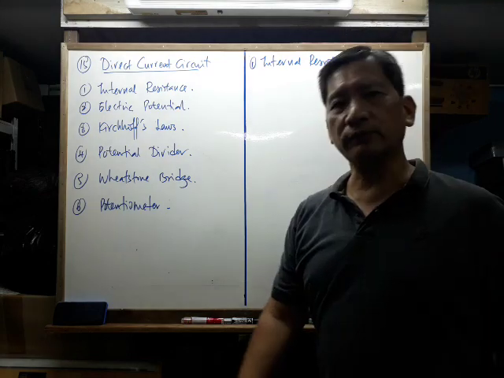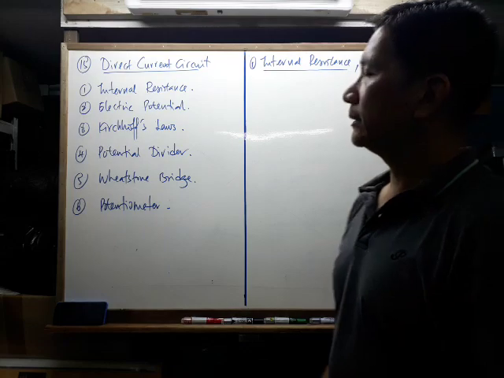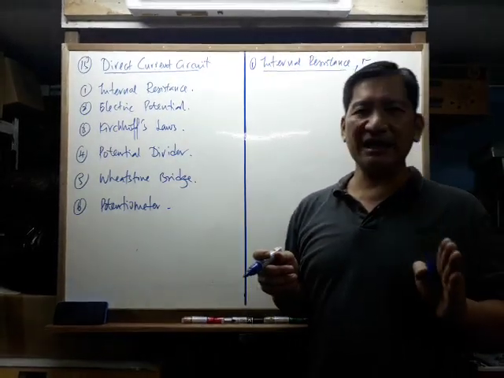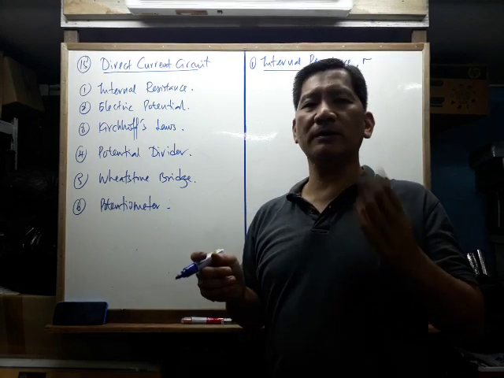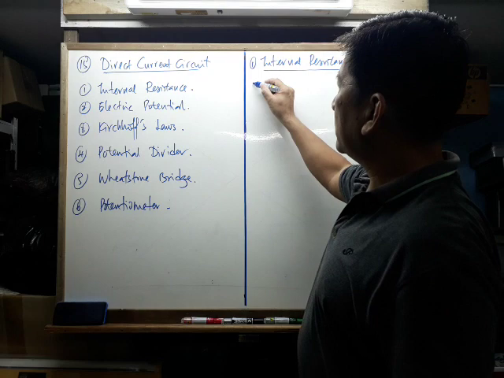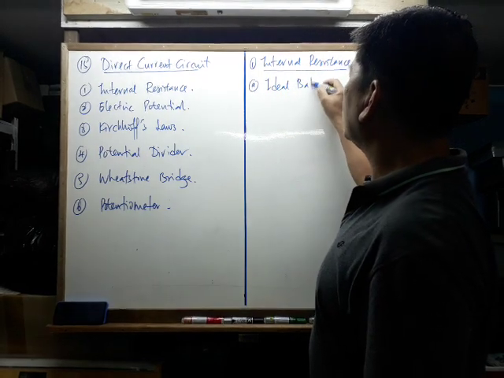Normally the symbol we use for internal resistance is small r. Now, to understand internal resistance, the first thing that we need to look at is to try to understand the difference between ideal battery and the real battery. So what is ideal battery or ideal cell?